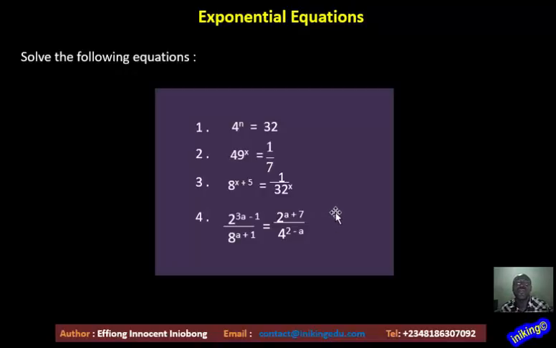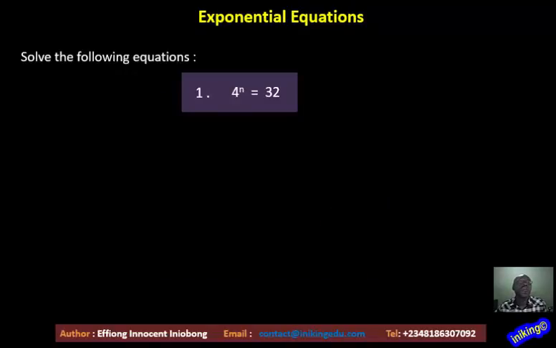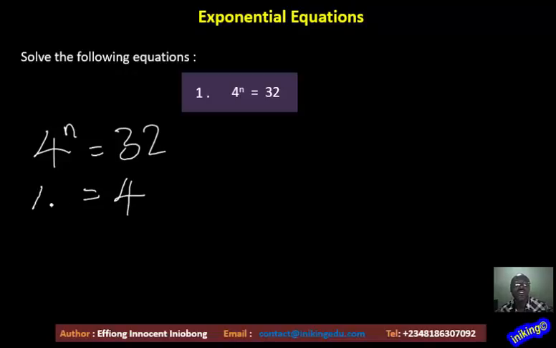Let's look at the first. 4 raised to power n equals 32. How do I solve this? Now looking at this, we might be tempted to say, since 4 is smaller than 32, let's quickly express 32 as 4 raised to power something. But you know that 4 raised to power 2 is 16. If we try 4 raised to power 3, obviously that will be wrong, because 4 raised to power 3 will be 64. Then at this junction, we'll begin to wonder, what do we then use?